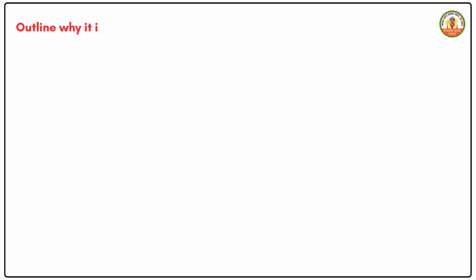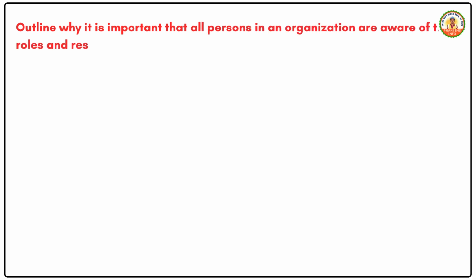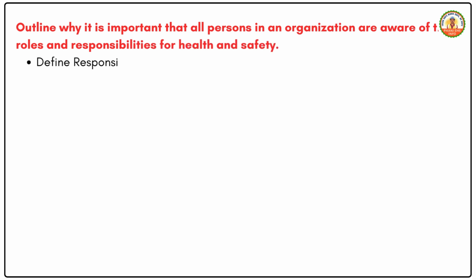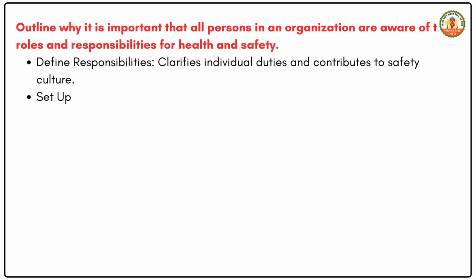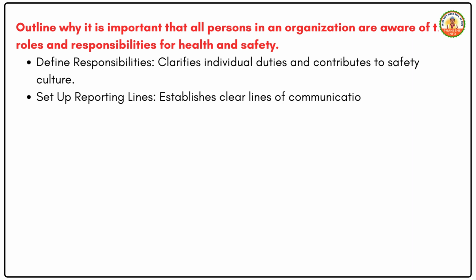Outline why it is important that all persons in an organization are aware of their roles and responsibilities for health and safety. Define responsibilities, clarifies individual duties, and contributes to safety culture. Set up reporting lines, establishes clear lines of communication. Improve motivation, shows health and safety is a core function.